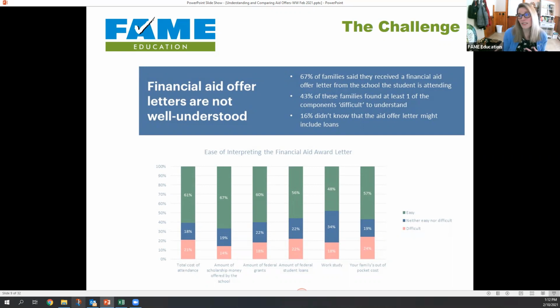So 67% of families said they received an offer letter. 43% of those families found at least one component difficult to understand, and 16% didn't know that the aid offer might include loans. A couple of years ago, I remember hearing a similar survey where there were some aid offers in which the loan, like the direct student loan, didn't actually say loan at the end. They called it something different, and it was almost misleading. None of the colleges in Maine do this. Our award letters are very clear and easy to understand for the most part.